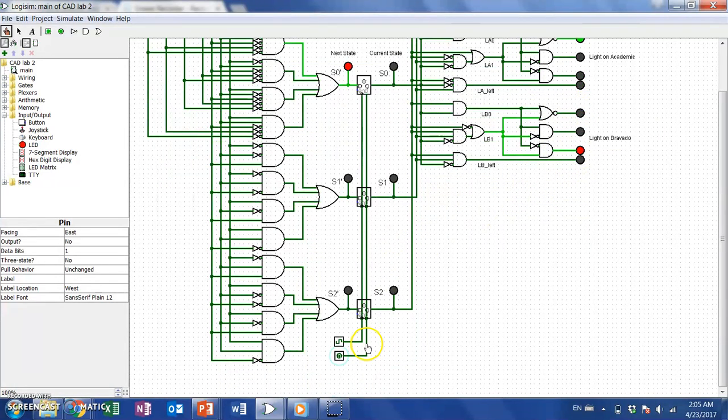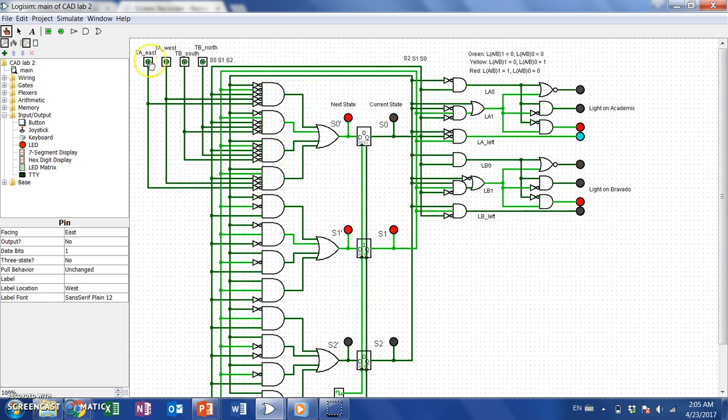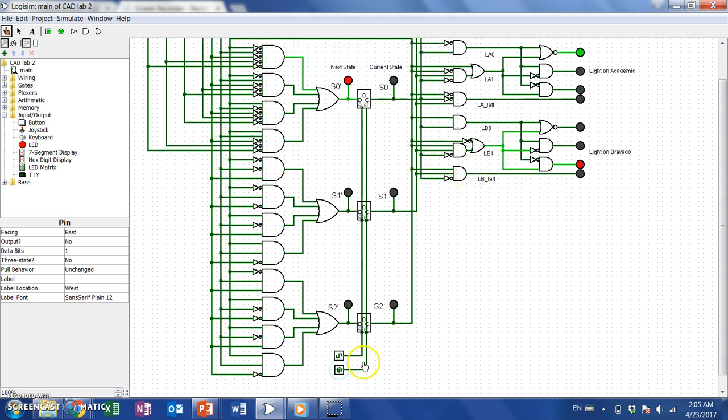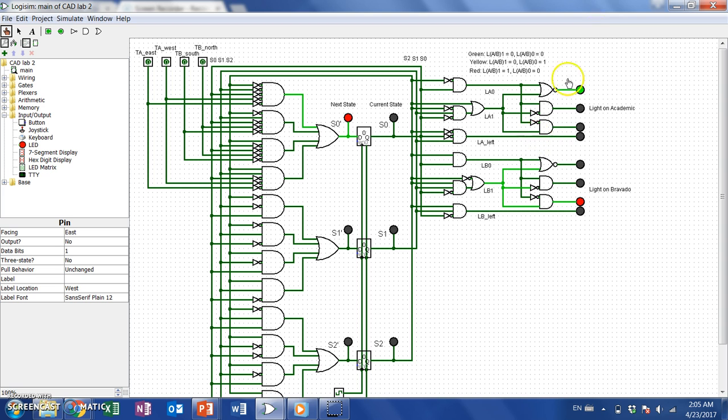So here, if we let the simulation run right now, the sensors don't sense any cars. There's no cars at the intersection, so the controller just cycles through each state since it doesn't have to wait for any cars. And if we press the clear, it'll go back to the first state, which is green on Academic and red on Bravado. And if it's green on Academic, then any cars on Academic can go straight.